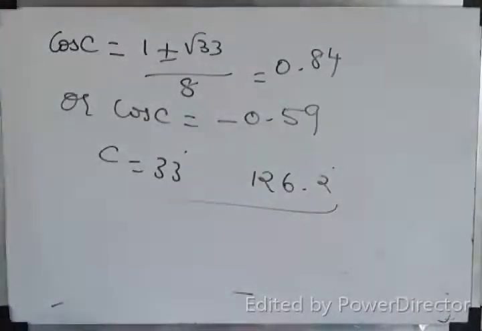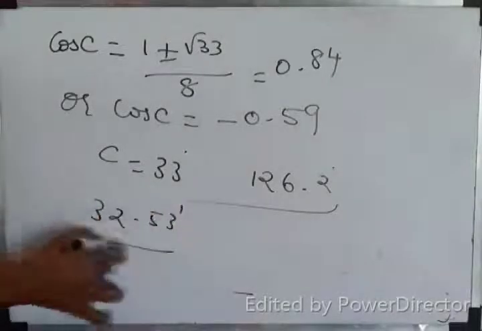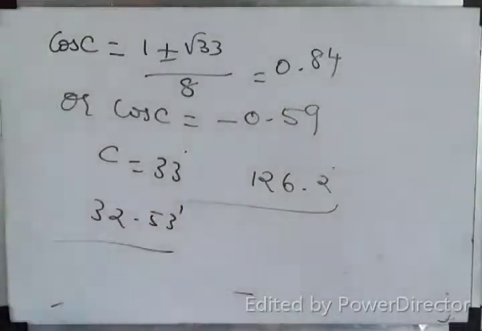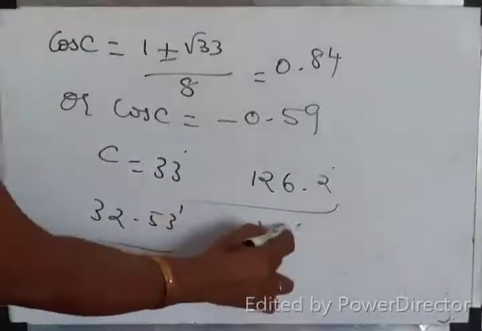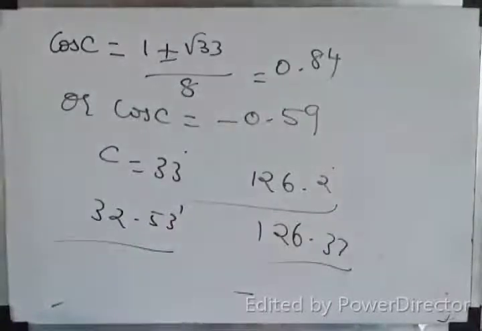Actually, what I wrote in the classwork notebook, in my notebook, 32.53, 32 degree 53 minutes. You keep writing 32 degree 53 minutes, nothing wrong. And 126.37 I wrote. I don't know exactly. See your calculator, find out in the calculator which is applicable.